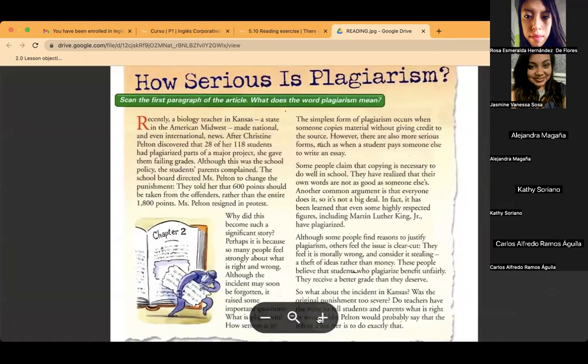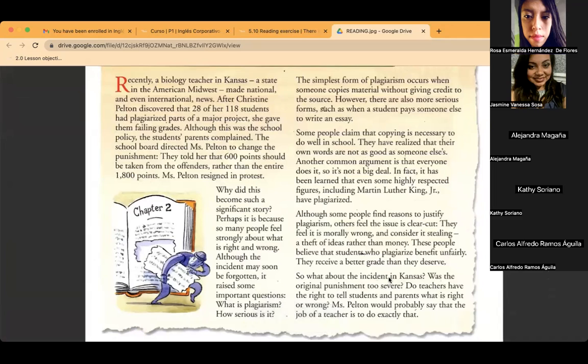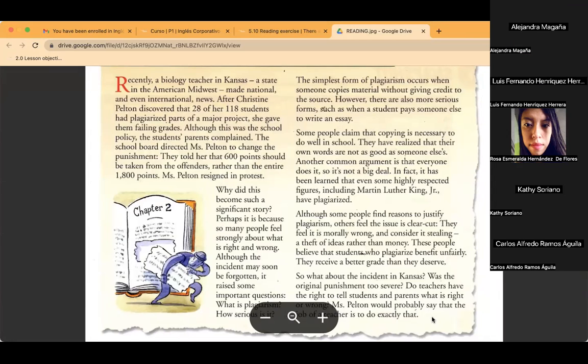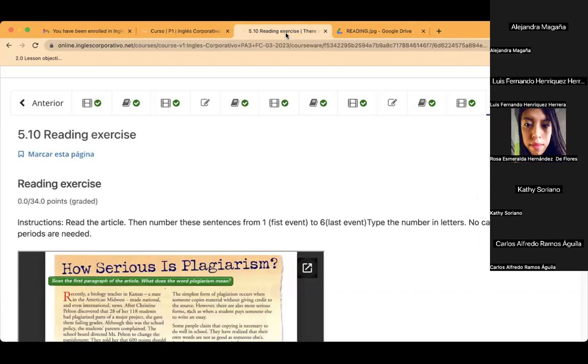Are there any words that you don't know? Punishment. When you do something bad, your mom punishes you. Sometimes hits you, sometimes tells you to stay in your room. This is the punishment. Okay, thanks. The others are okay? All right, so then let's check the answers.